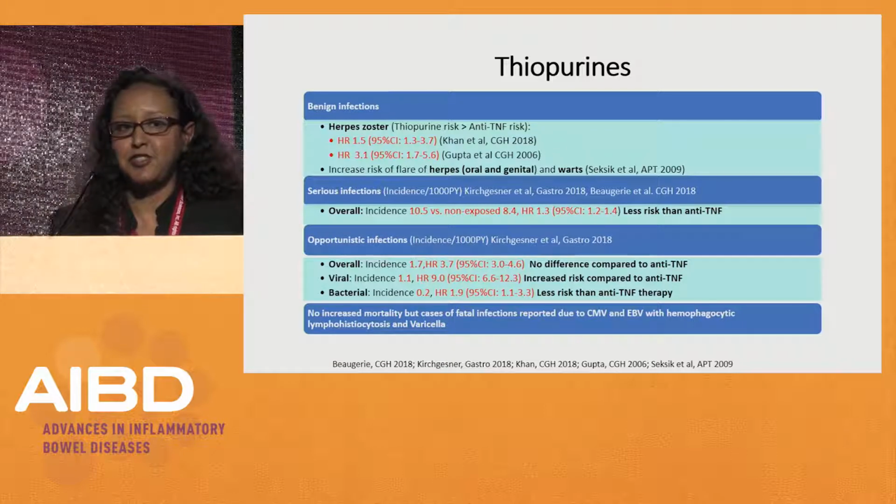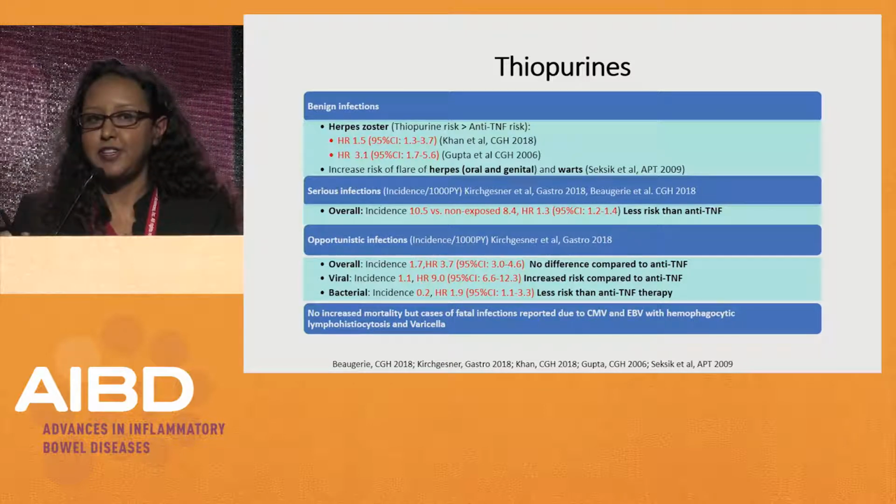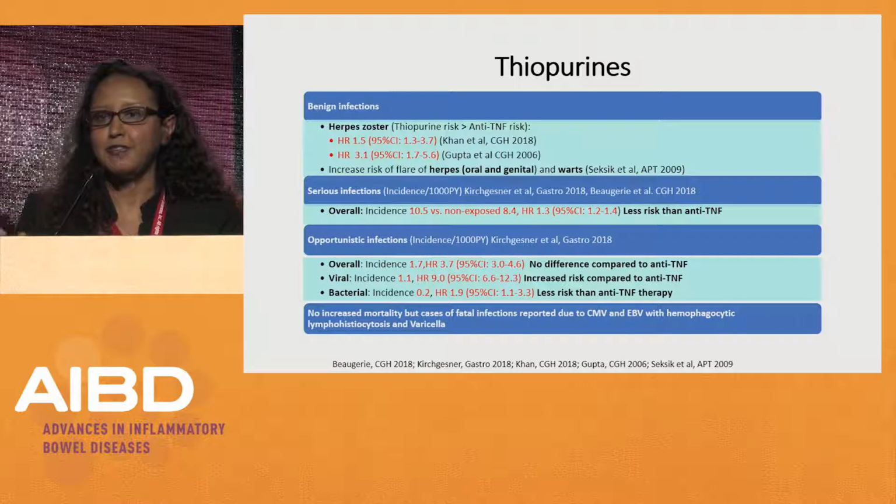So serious infections, what's the rate? Based on the French study, it was about 1% per year, but it was less than that for an anti-TNF. And then for opportunistic infections, the theme again is viral infections predominate, but overall with thiopurines, there is an increased risk of infections in general.